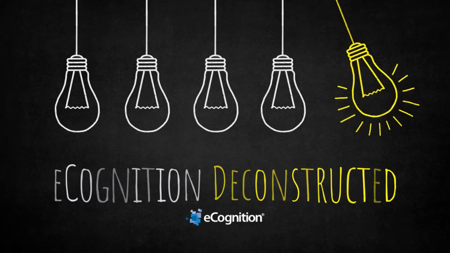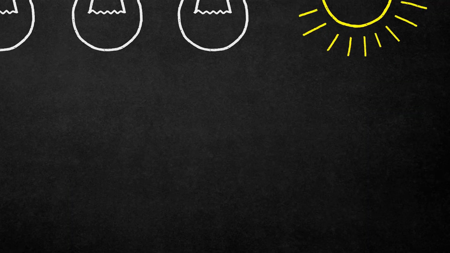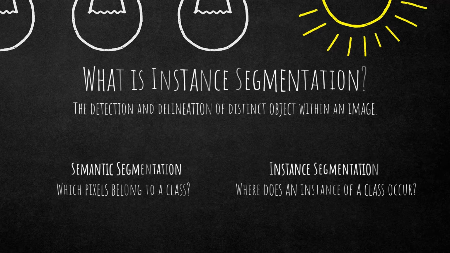Hello and welcome to eCognition Deconstructed, where today we'll be walking you through how to load and apply an instance segmentation model in eCognition. First, what is instance segmentation? Instance segmentation is the detection and delineation of distinct objects within an image.